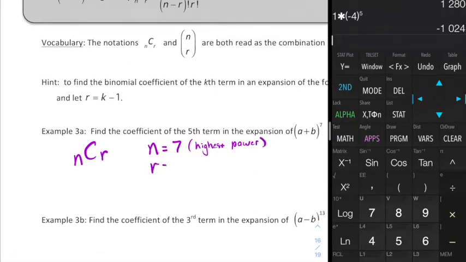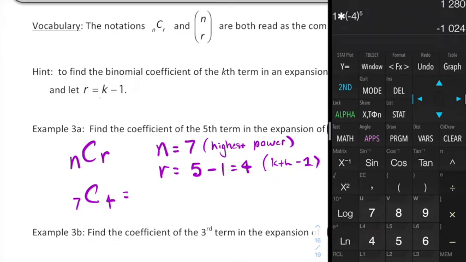Okay, the r, we have that formula up there, so we're going to do the kth term, or the 5th term, minus 1. So r is going to be 4. It's the kth term minus 1 every time. So we're going to use 7, then the combination, and then 4. If you look up at the top, they have a process for it using factorials. So we're going to put 7 factorial in the numerator, then 7 minus 4, whatever that is, factorial. And in the denominator, you're going to do the r factorial, which was 4 factorial.